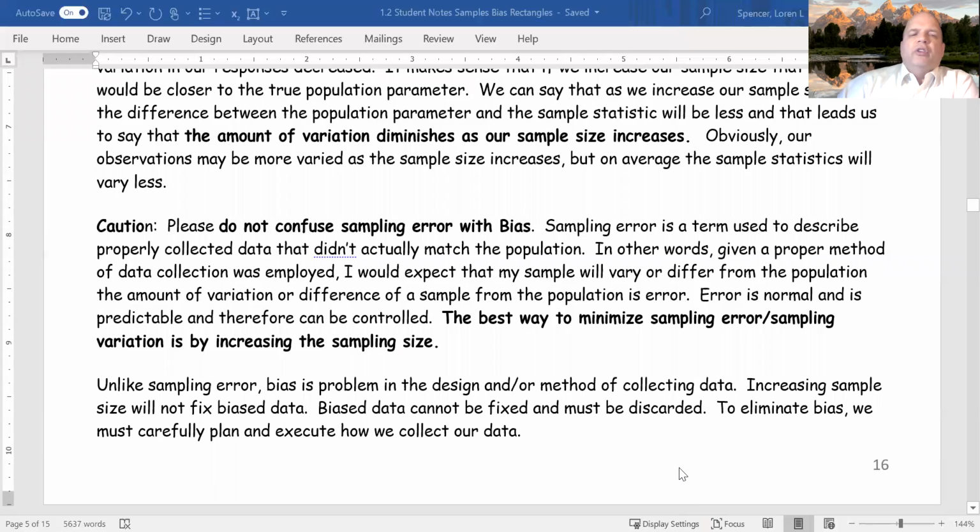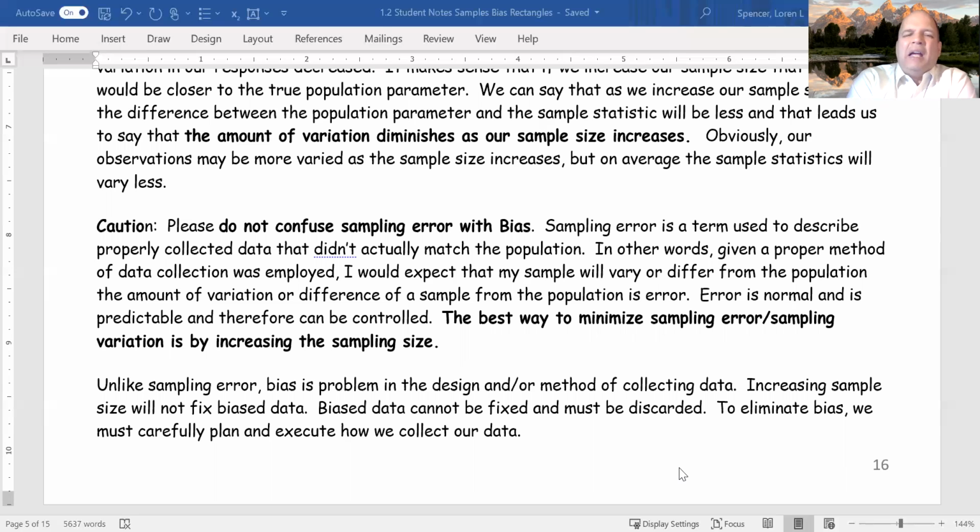Once again, as a caution, do not confuse sampling error with bias. Sampling error is a term used to describe properly collected data. Once again, key words, properly collected data that didn't quite match the population. In other words, given a proper method of data collection, I would expect that my sample will vary somewhat from the population. That difference, or the amount of that difference, is the error. Error is normal and is predictable and can be controlled. The best way to minimize sampling error is to increase the sample size.